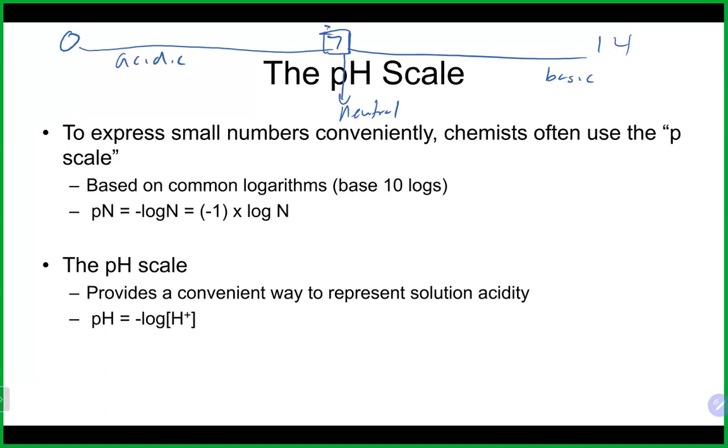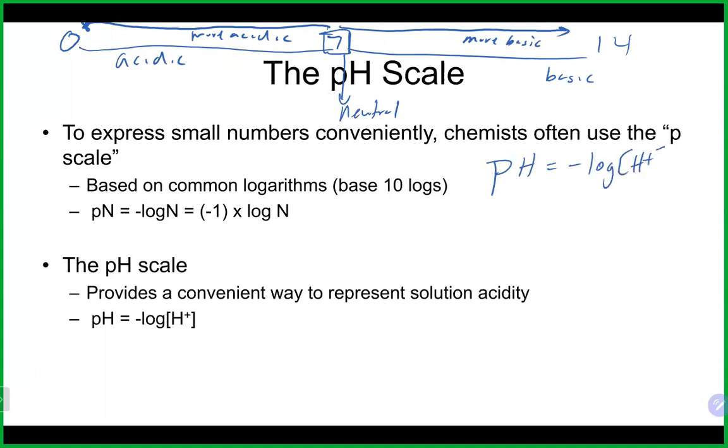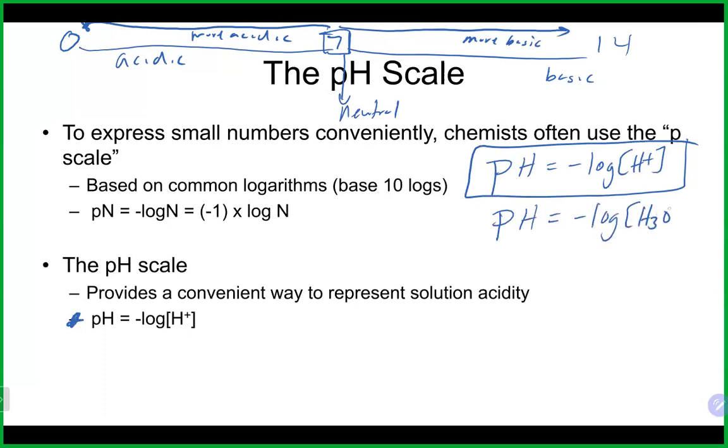As you go from 7 towards 0, it is more acidic. As you go from 7 towards 14, it is more basic as you head in that direction. A lot of numbers and stuff like that doesn't really matter. This is the actual formula here: pH is equal to minus the log of the H+ concentration. It's not negative, that's just PowerPoint there. This is, again, one of those formulas where you also can swap out the H+ for the H3O+, and it's the same thing. So whichever way you want to do it, it's the same deal.